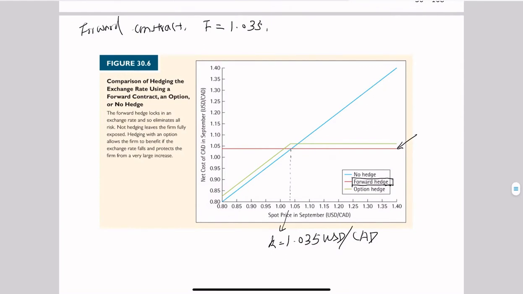Okay, let's talk about the no hedge case. So if there is no hedge, right, then you can see that the firm's cost of exchanging USD for CAD is just equal to the spot exchange rate, right? Which means if the spot exchange rate is 1 USD per CAD, then the firm will just pay 1 USD per CAD. If the spot exchange rate is 1.4, then the firm will just pay 1.4 USD per CAD, right? Which means you will get a 45-degree line like this blue line here.